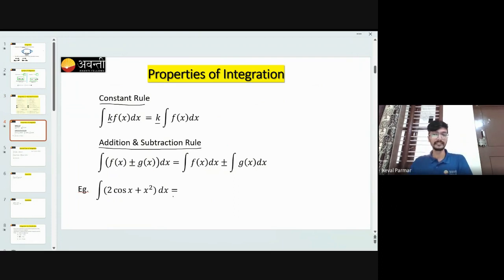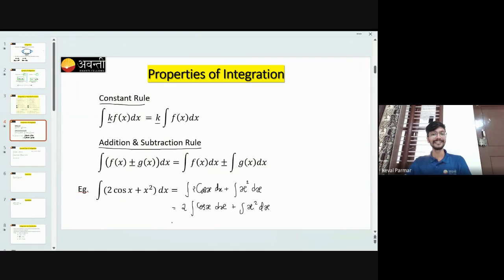So let's say this is an example. Integration of 2 cos x plus x square. By the addition and subtraction rule, I can write integration of 2 cos x dx plus integration of x square dx. So that means I can remove 2 by the constant rule. So 2 integration of cos x dx plus integration of x square dx.